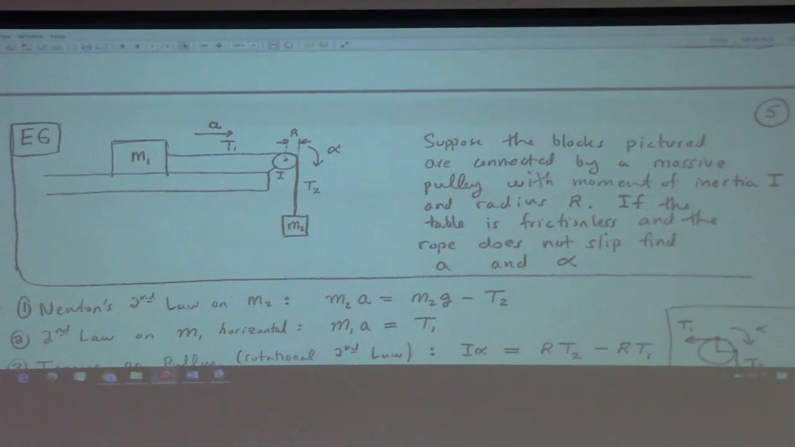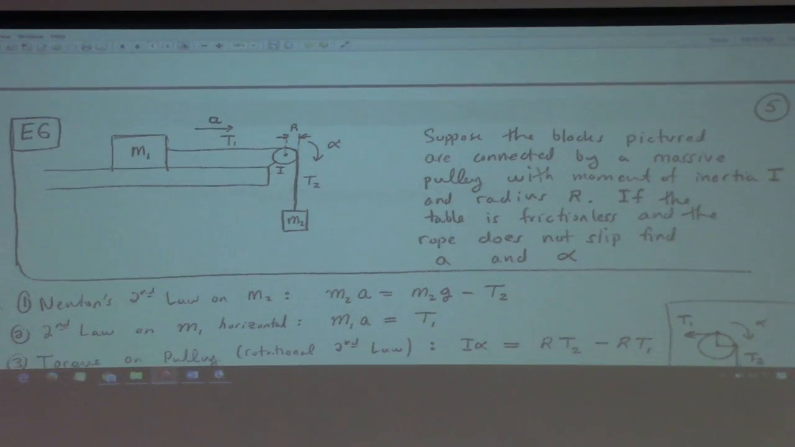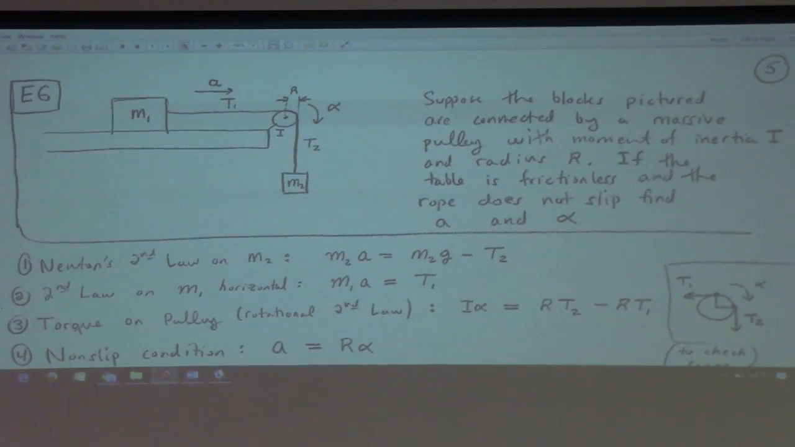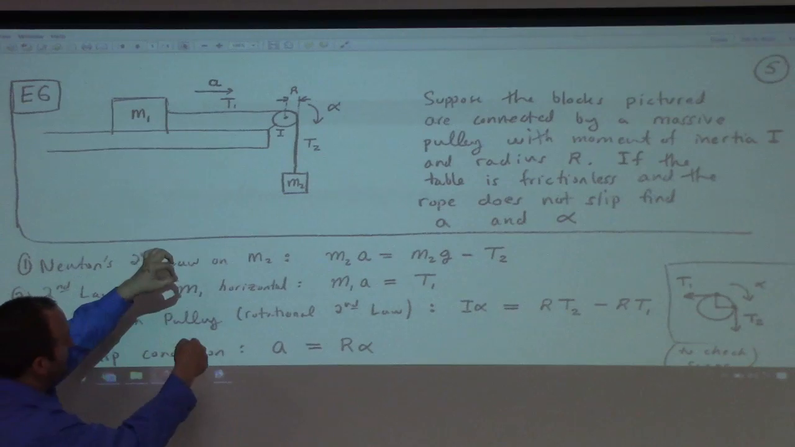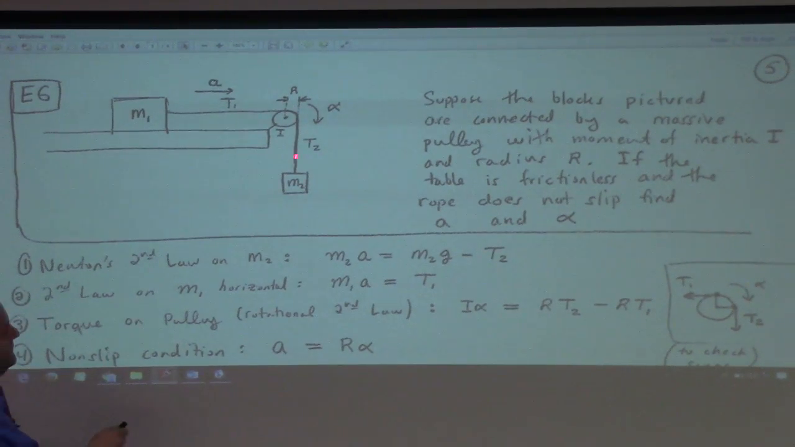Now, T1 and T2 don't have to be equal because you have a massive pulley, right? So that there's torque there. For the pulley, we have rotational second law of I times alpha is equal to RT2 minus RT1, right? Because T2 is pulling a distance r from the pivot point, so that produces torque, RT2, and T1 is pulling distance r from the pivot point, that produces minus RT1, because I've taken this as the positive alpha, because downward is the way I've taken acceleration to be.